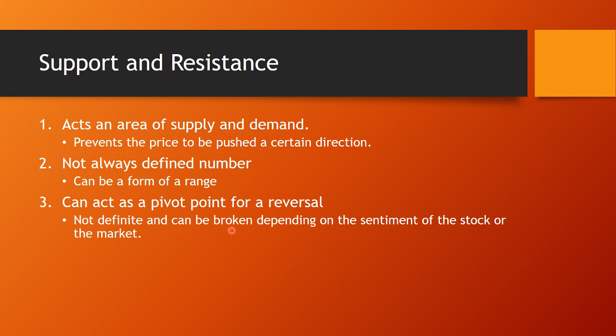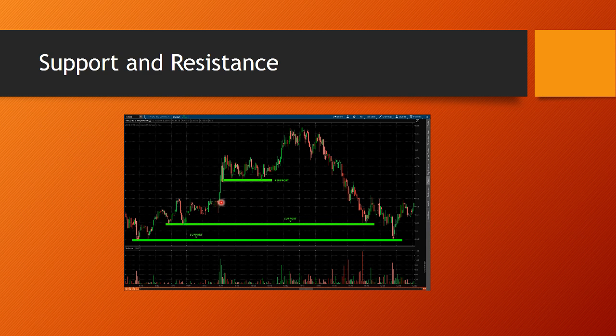They aren't definite, and sometimes they do break, and this is because of the sentiment of the stock or even the sentiment of the market. Now you can see here on this chart that right here in green, they're labeled as a support level, because you can see the pivot. The price is being prevented from moving further below the line, and therefore this confirms that this is a support level for this stock. If you were a long entry, you would enter at the support level. And like I said earlier, sometimes they do break, and you want to set a stop loss right under the support level.